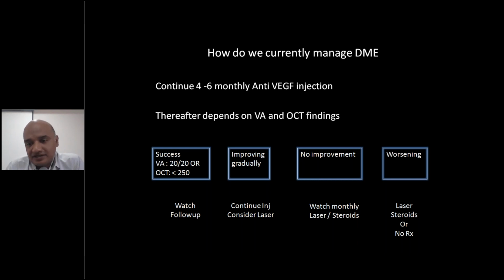If in spite of all this it is worsening, you either retry laser and steroids, or you just leave it alone. You don't do anything much. You cannot do much more beyond that. Okay, so these are the general guidelines. How do you go about treating? You give anti-VEGF injections and monitor the vision. If it is gradually improving, continue; if there is no improvement, you give lasers and steroids, and if it is still worsening, then nothing much you can do.